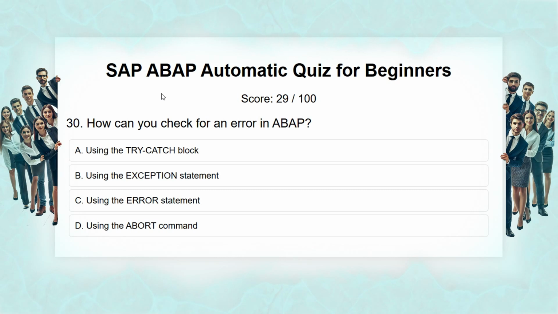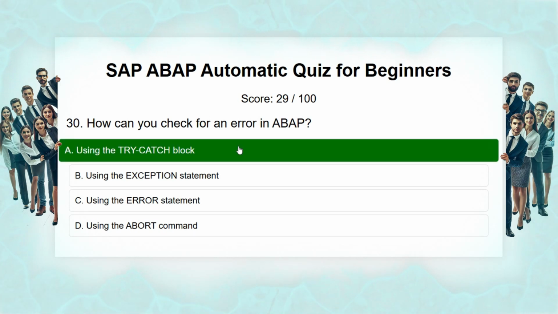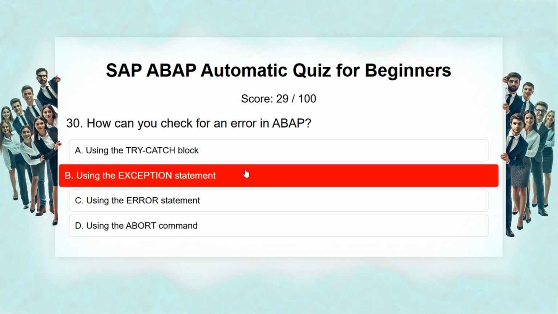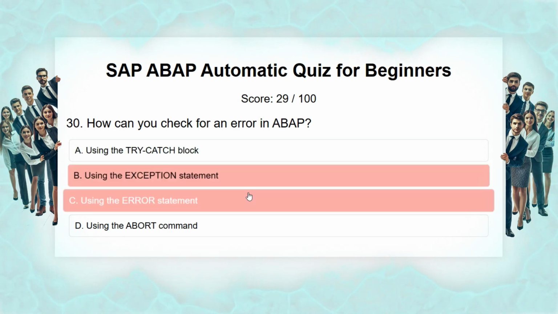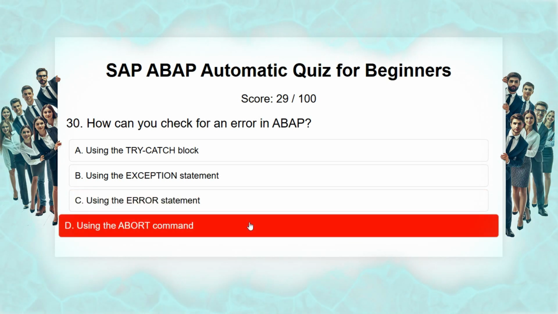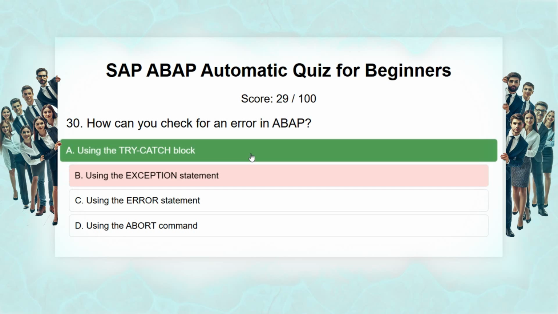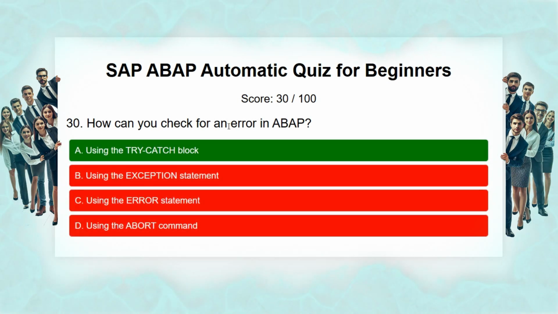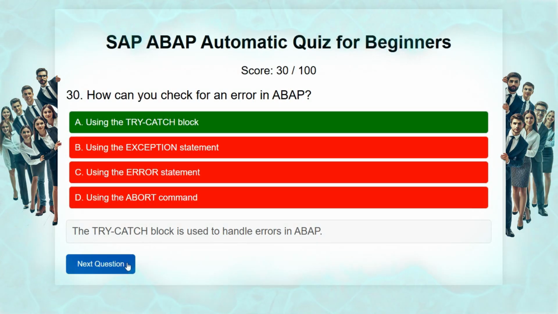30. How can you check for an error in ABAP? A. Using the try-catch block. B. Using the exception statement. C. Using the error statement. D. Using the abort command. Correct answer. The try-catch block is used to handle errors in ABAP.